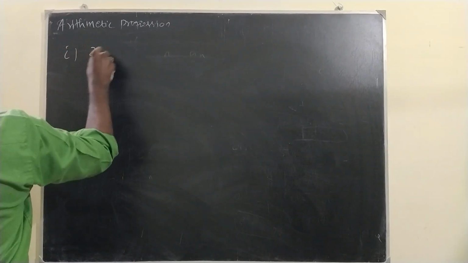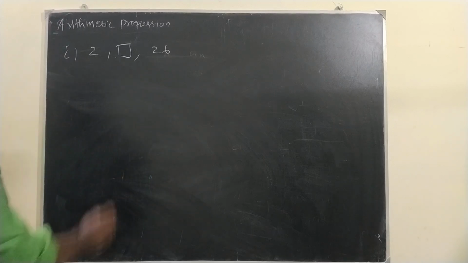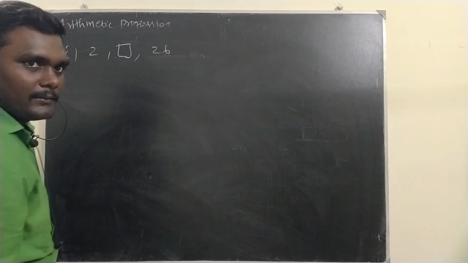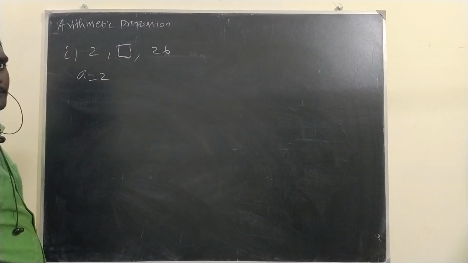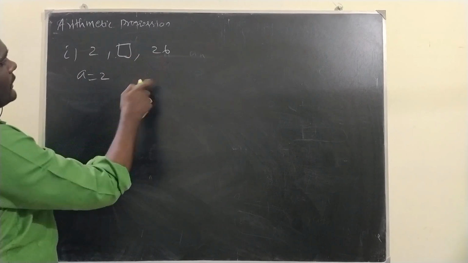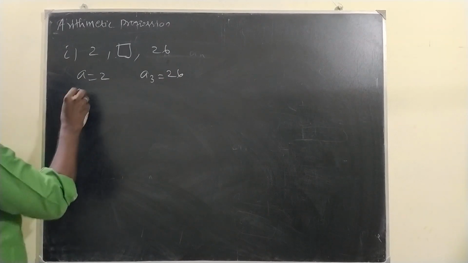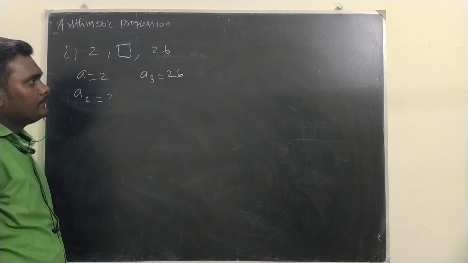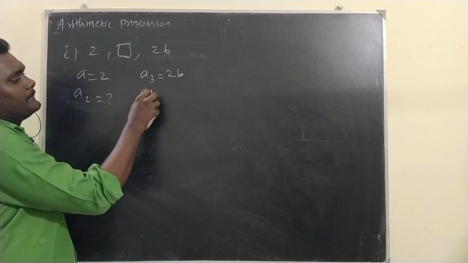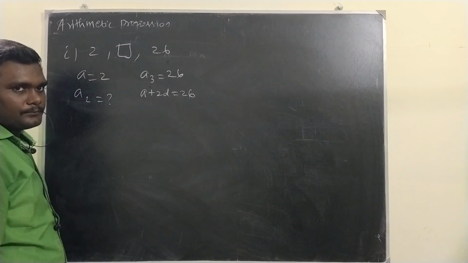See the first subdivision: 2, a box, and then 26. How do you approach this question? Given that the first term is 2, the third term A3 is 26. We need to find A2. Okay, how do you find A3? Write the formula: A plus 2D is equal to 26.